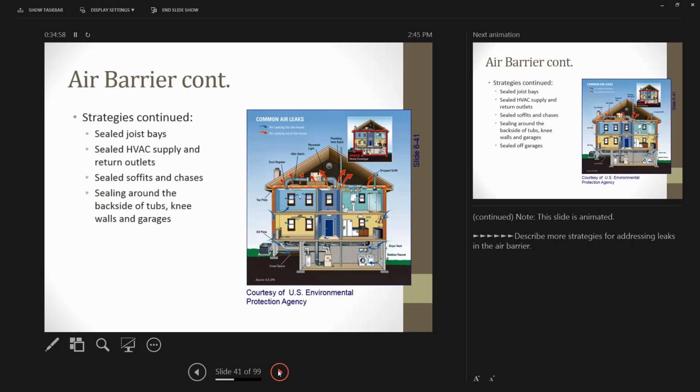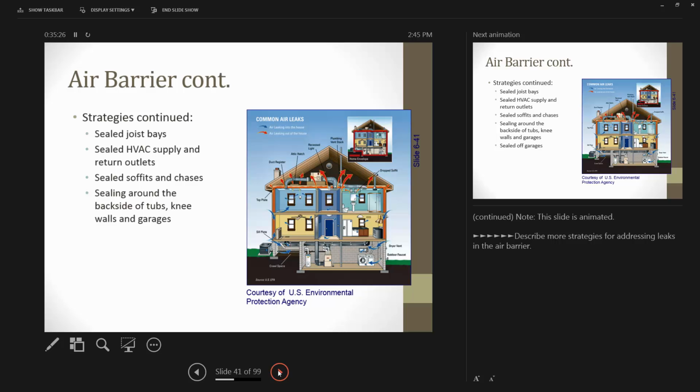The backside of tubs, and I think there's a good picture in your book on this one. A lot of times in bathrooms, the shower or the tub is on the exterior wall, and it gets put in before insulation ever happens. And in a lot of old homes, you'll find there's absolutely nothing between the tub and the shower and the exterior wall. So there's another area to look at when we're doing our weatherization.